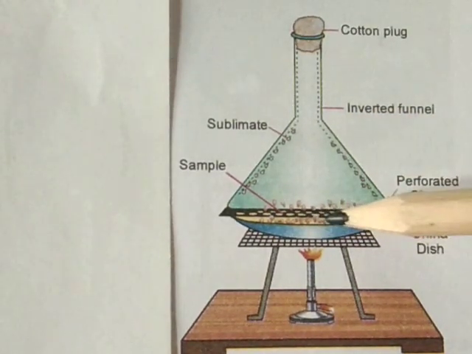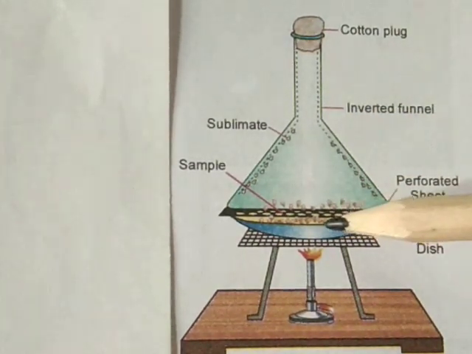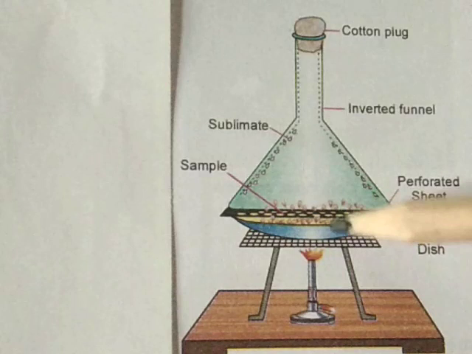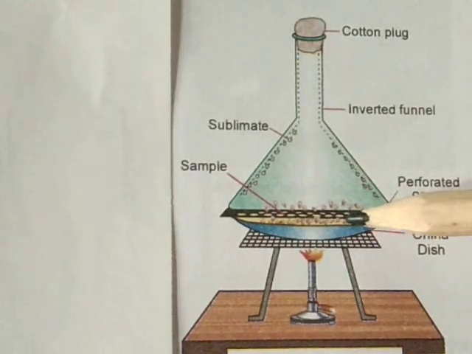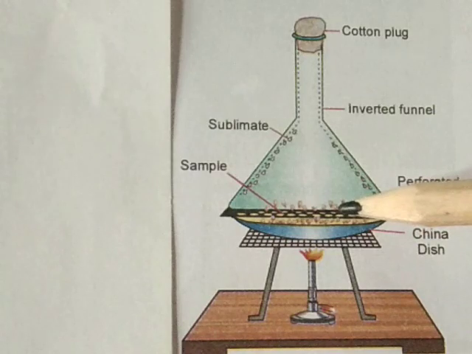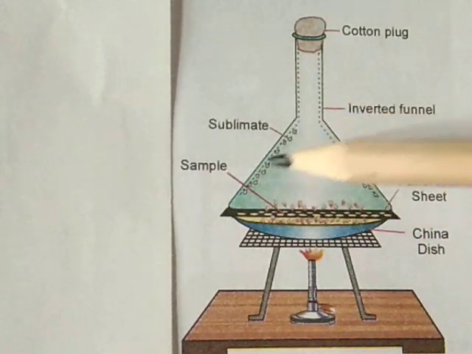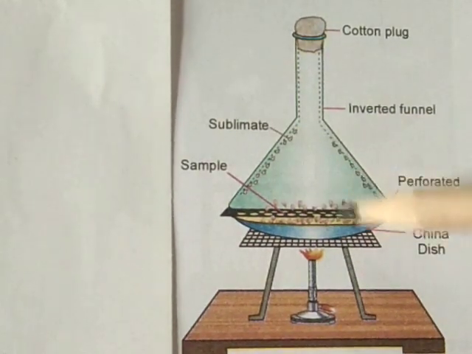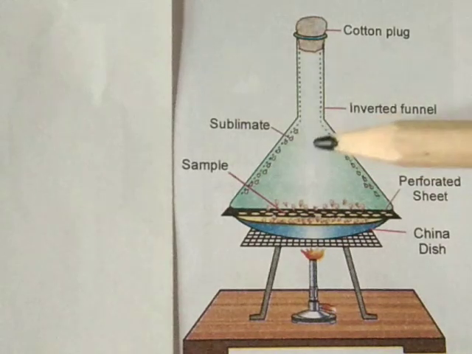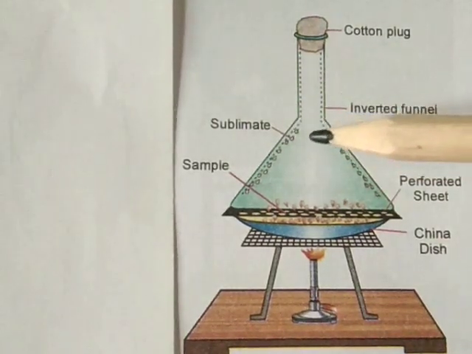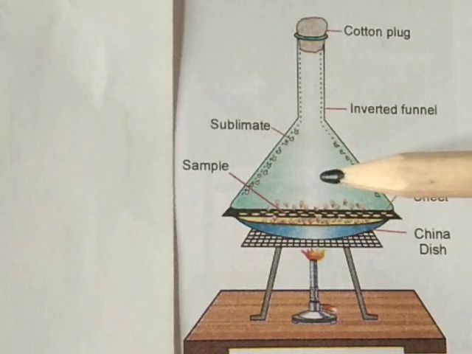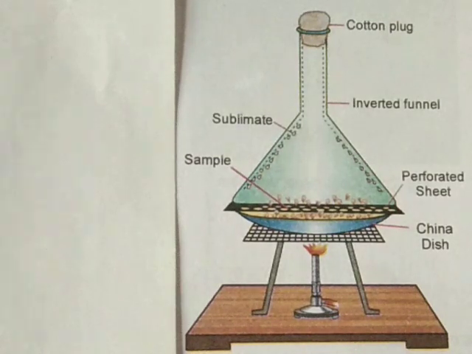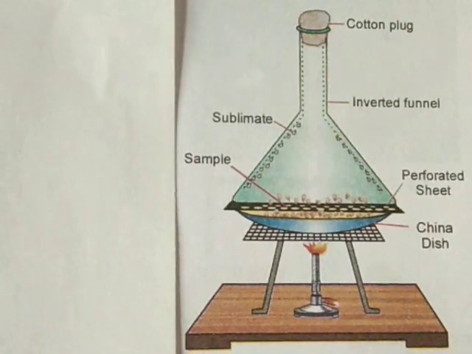And the sodium chloride, which does not undergo sublimation, remains in the dish. The sublimate can be removed from the funnel. This can be removed, and with the help of this sublimation process we can easily separate the volatile and non-volatile components.